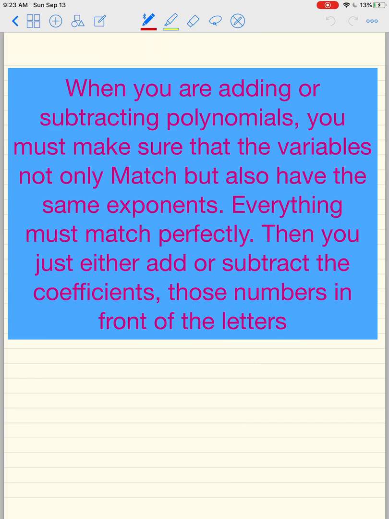So, what are the rules? When you are adding or subtracting polynomials, you must make sure that the variables not only match, but also have the same exponents. Everything must match perfectly. Then all you have to do is either add or subtract the coefficients. The coefficients are the numbers that are in front of the letters.